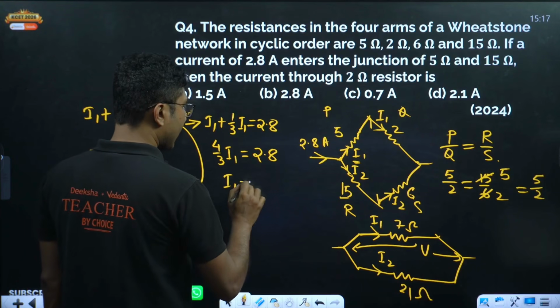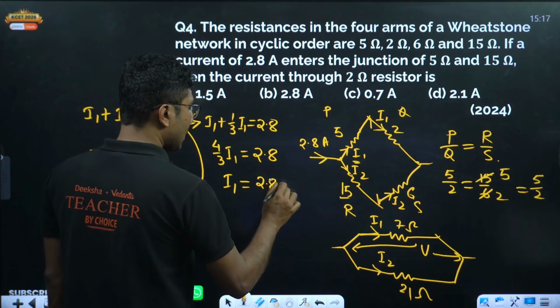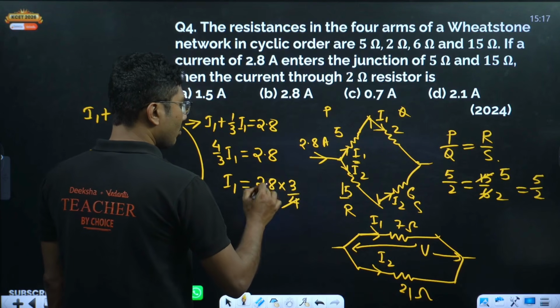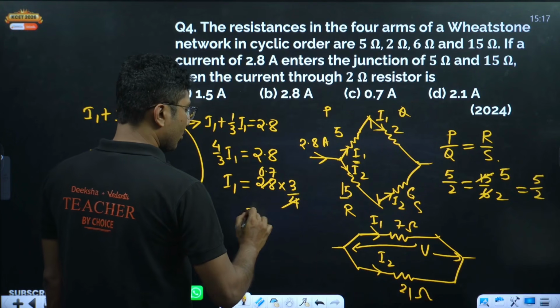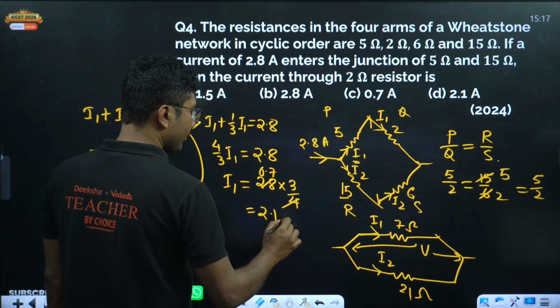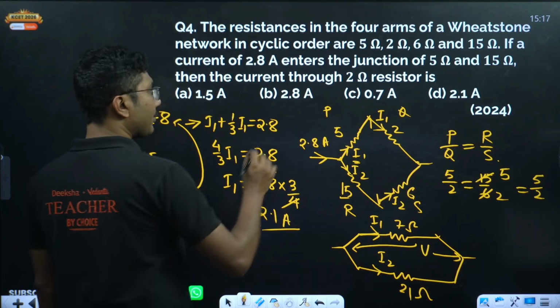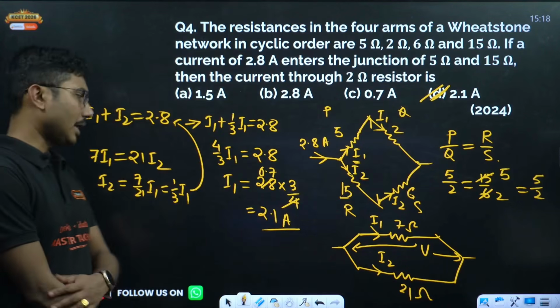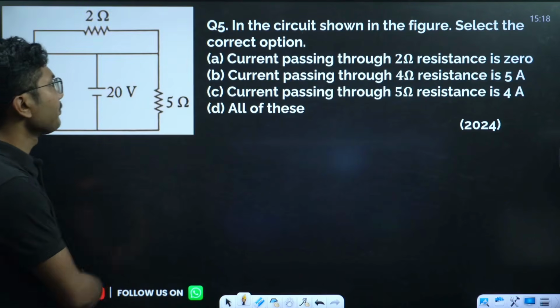Now in COMEDK, as I mentioned in the past as well, you are allowed to use simple calculators, but in most cases you don't need it. For example, here you don't need it. So 2.1 ampere is the correct answer. Now let's move on to the next question.